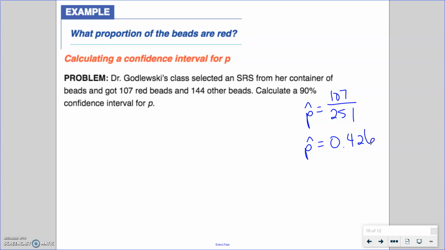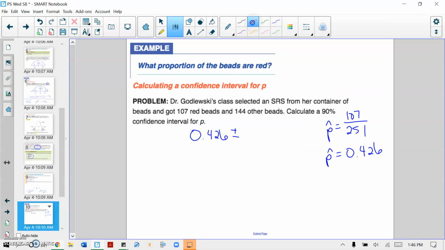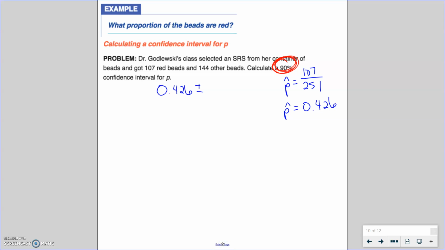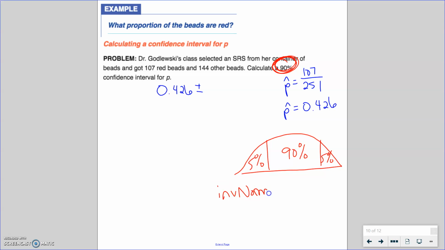Okay, so my point estimate is 0.426. Now I need to figure out my margin of error. Since I'm using a 90% confidence interval, I want to figure out what that critical value is. So AP Stat students, here's how you do this. You do 90%, which is in the middle, which means there's 5% here and 5% here. So I'm going to type in inverse norm, 0.05, comma 0, comma 1. I'm just going to take a second to type that in really quick. And I get negative 1.645, if I round.